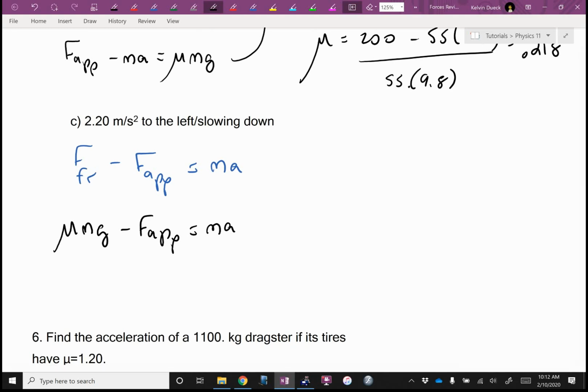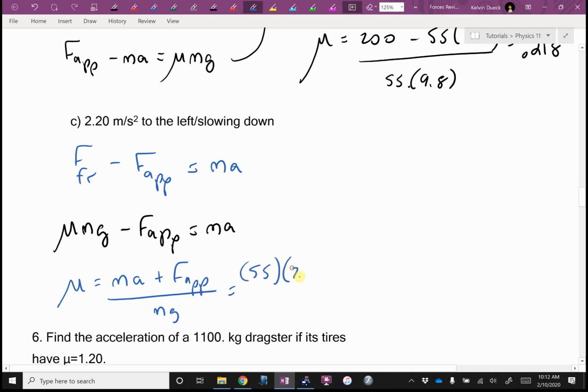I'm not going to divide by mg yet. What would I do first? I'm going to add F applied over. Then divide by mg. Can I do that in one step? Are you okay if I do? Good. Even if you're not, I'm going to. I think mu is going to be ma plus F applied, and then divide by mg. What was m? 55. A in this question is 2.2.